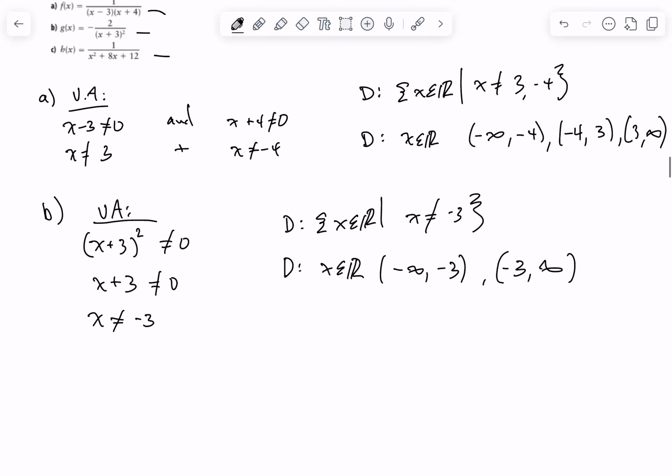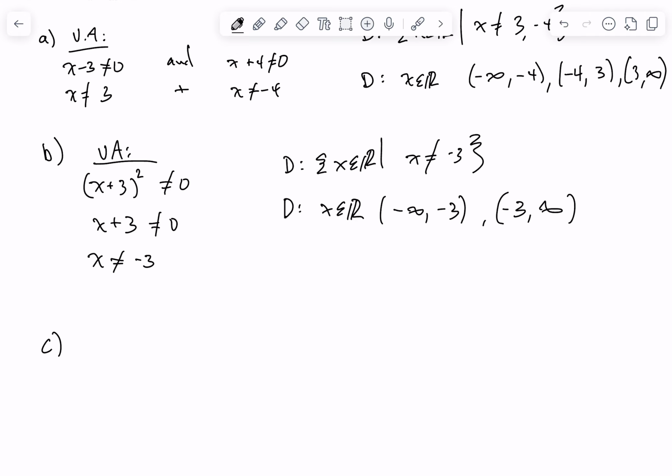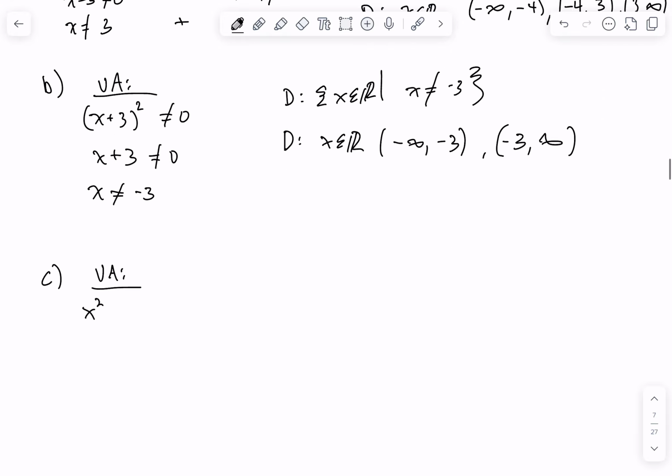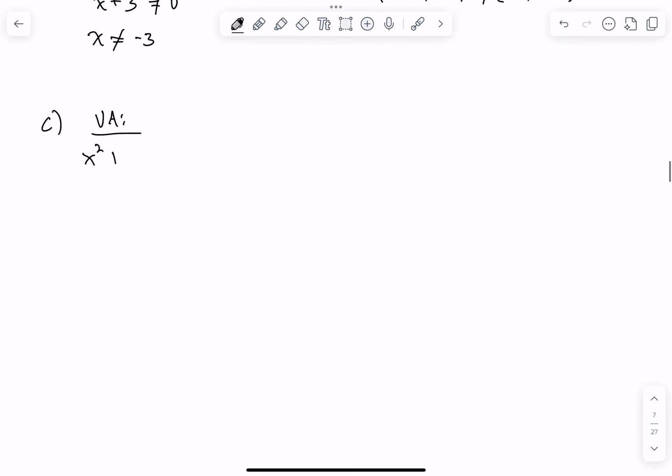And the last one, C, is a little trickier. I'm just going to write that the vertical asymptotes are going to occur where x squared plus 8x plus 12 can't equal 0. And so I'm just going to factor that. I'm looking for two numbers that multiply to 12 and add to 8. That's going to be 6 and 2.